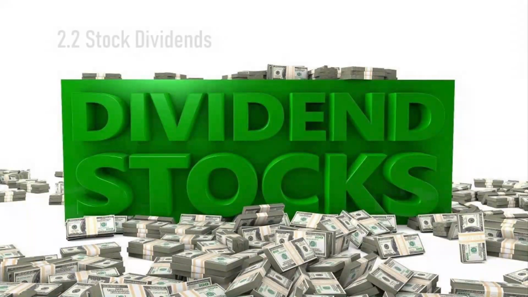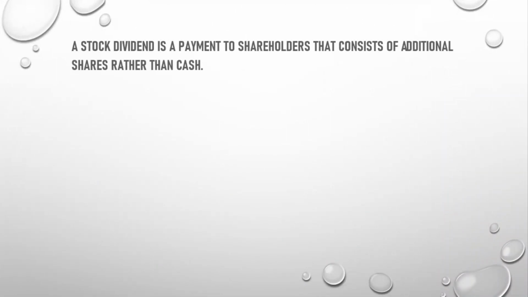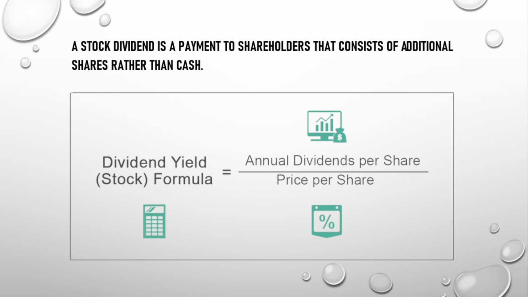Now we can see what a stock dividend is all about. A stock dividend is a payment to the shareholders that consists of additional shares rather than cash. The distributions are paid in fractions per existing share.